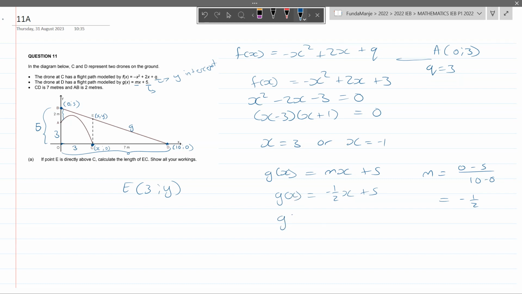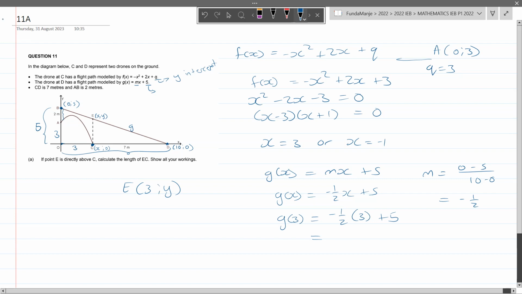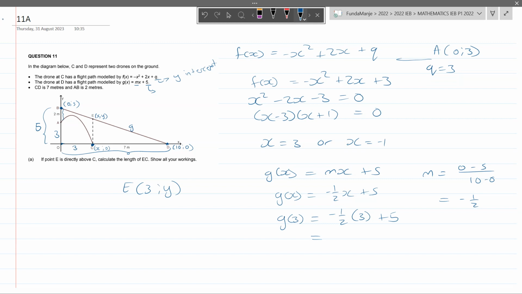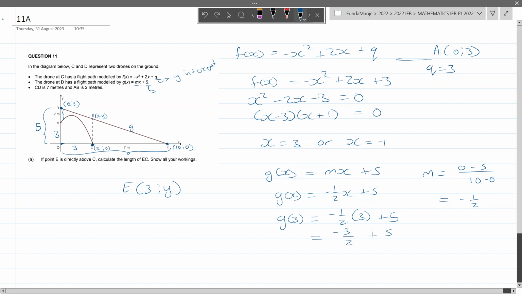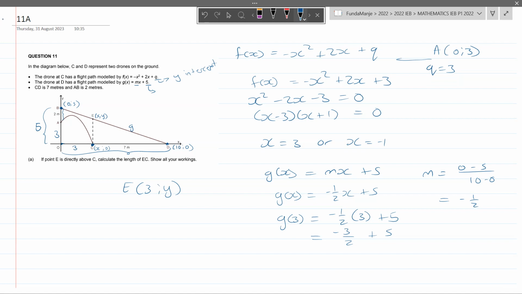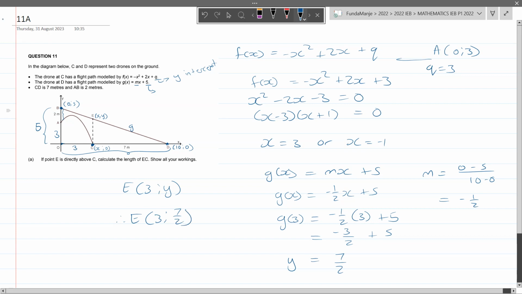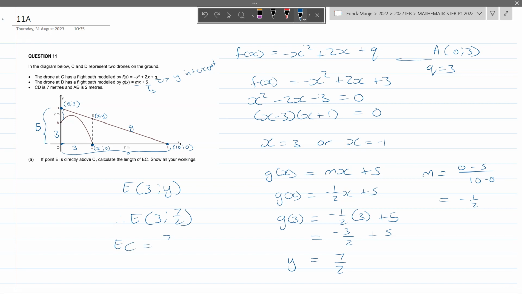Now we need to find the y value, which is g of 3. We substitute 3 into x, so minus 3 over 2 plus 5. And you can multiply both by 2 to get y is equal to 7 over 2. So this is the y value, and this will also correspond to updating E again. That was 3 and 7 over 2. So it means EC is equal to 7 over 2.